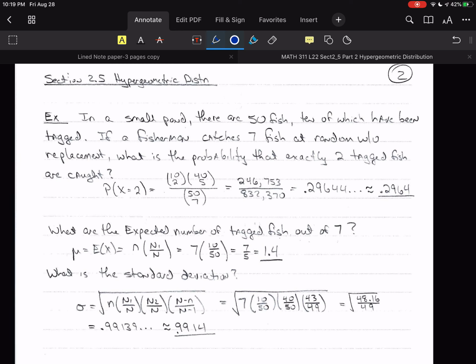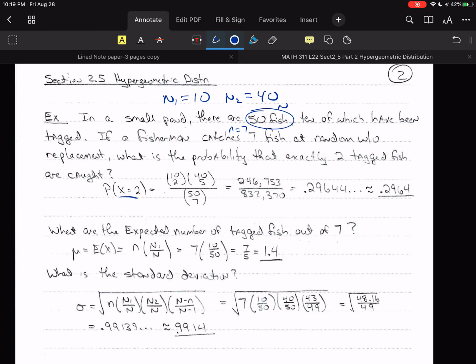In a small pond there are 50 fish, 10 of which have been tagged. If a fisherman is going to catch 7 fish at random and without replacement, what's the probability that exactly 2 are tagged fish? Well, that means that the category N1 is going to be the 10 fish. So N2 is going to be 40, and N is going to be 50. Little n is 7, and X is 2.